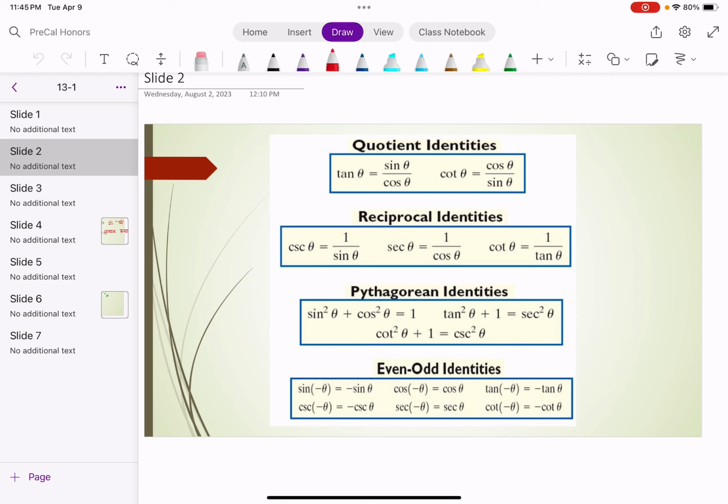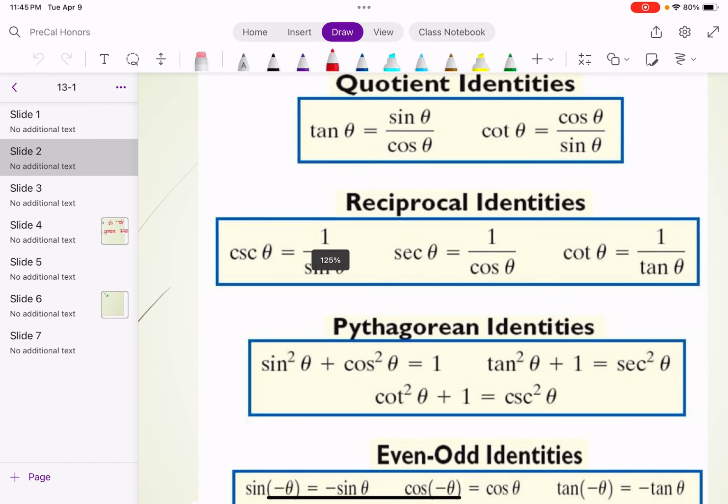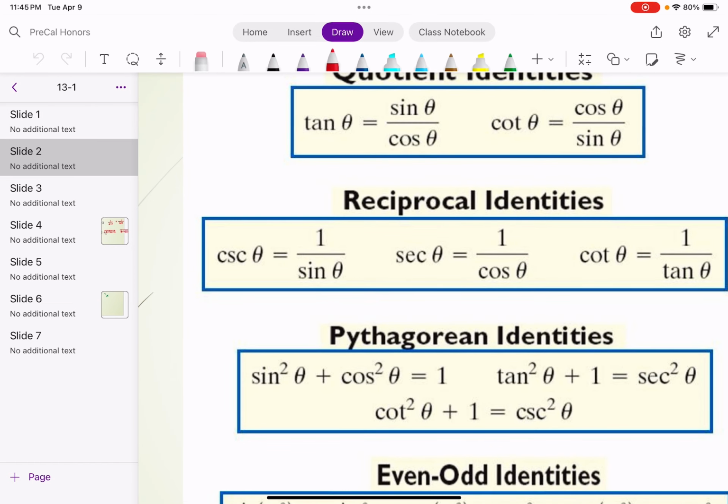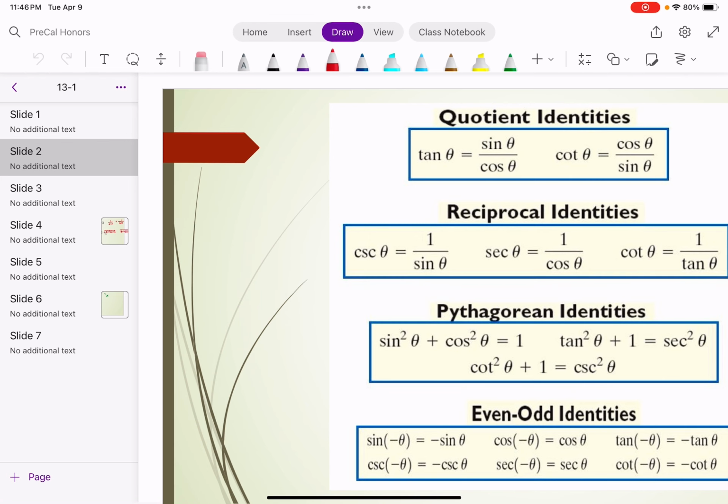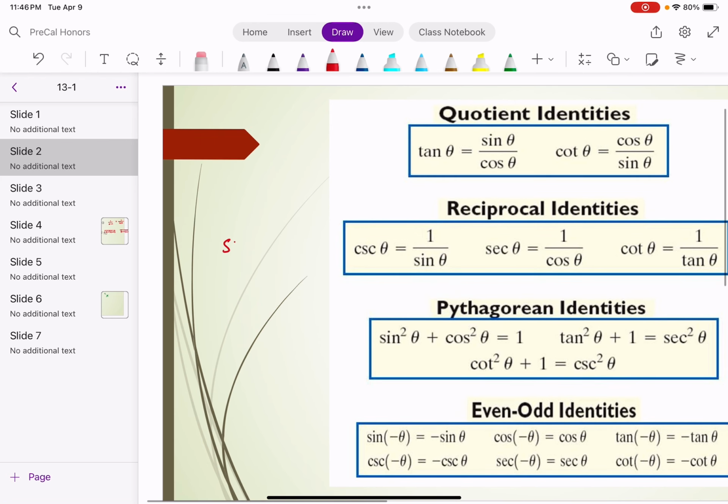Reciprocal identities is whenever you have a single trig function, you are going to do the reciprocal of it for its inverse. So in the case over here on the left-hand side, we can see that cosecant of theta is equal to 1 over sine theta. Now the same can be done if we were looking at sine theta. Sine theta would actually be equal to 1 over cosecant theta.